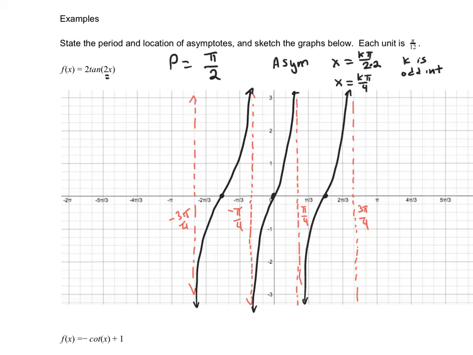So there's your graph of tangent. The period is pi over 2, and the asymptotes occur at k pi over 4, where k is an odd integer.